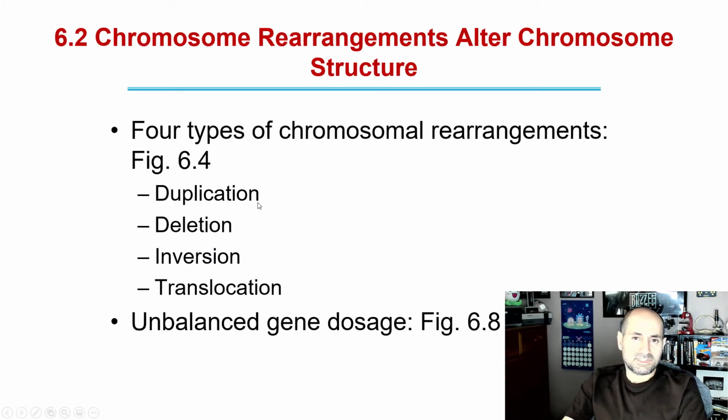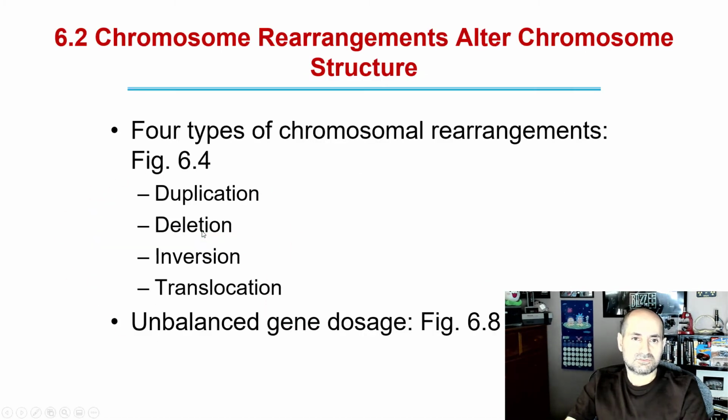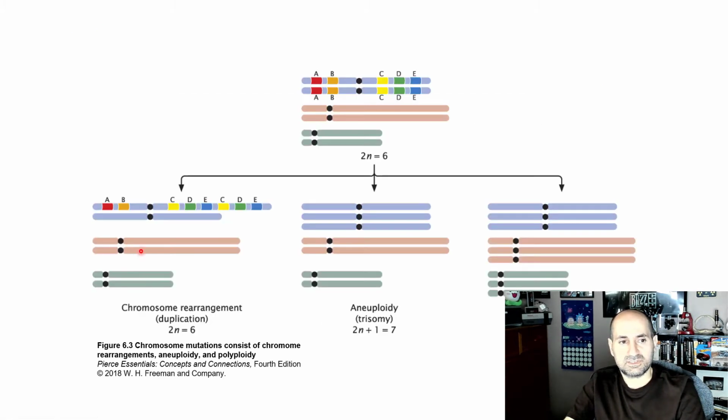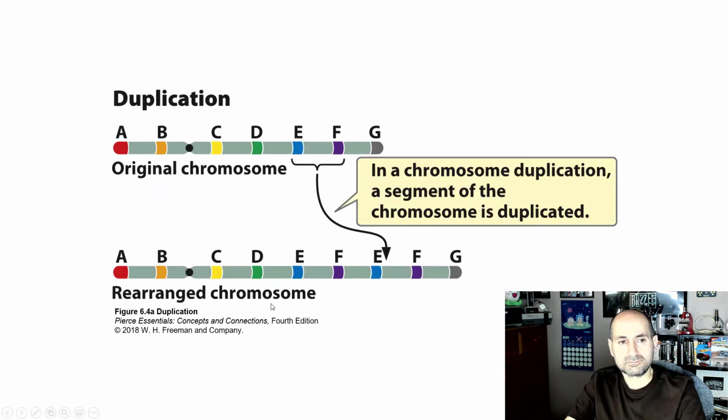Now, what type of rearrangements are there? So we talked about chromosome rearrangements. What kinds of rearrangements are there? So we're going to touch on them, but there's duplications, which this is an example here of a duplication of these alleles C, D, and E. That part of the chromosome was duplicated. There's deletions, where you could actually lose part of the chromosome. Inversions, where part of the chromosome flips around. And translocation, where part of a chromosome moves to another chromosome.